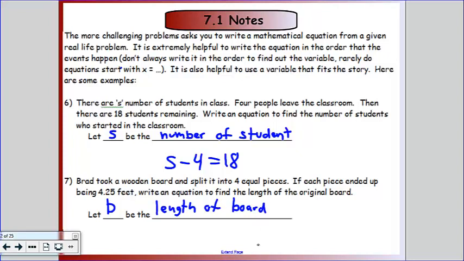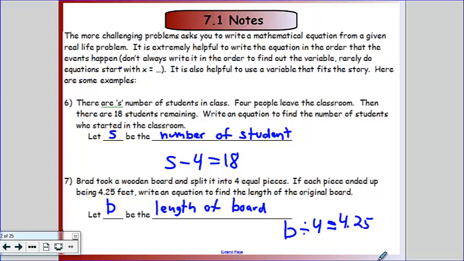So here's the deal. Brad took that board. So we're going to start with the board, and he split it into 4 equal pieces. Splits indicated by a division. So b divided by 4. And each piece ended up being 4.25. So we'll end with equals 4.25. That's our math equation for this one.